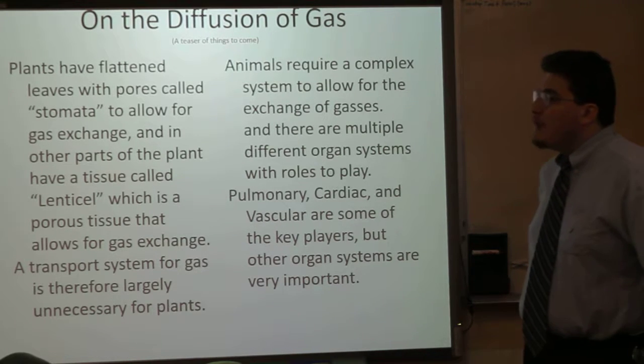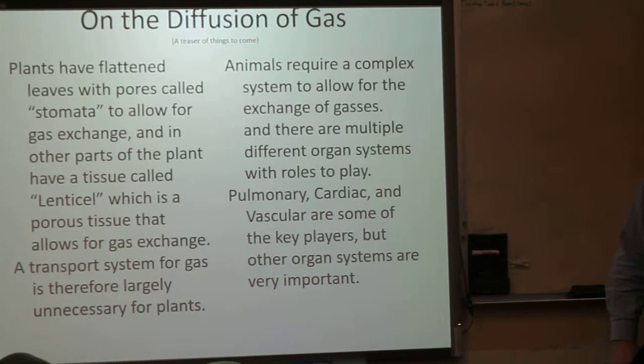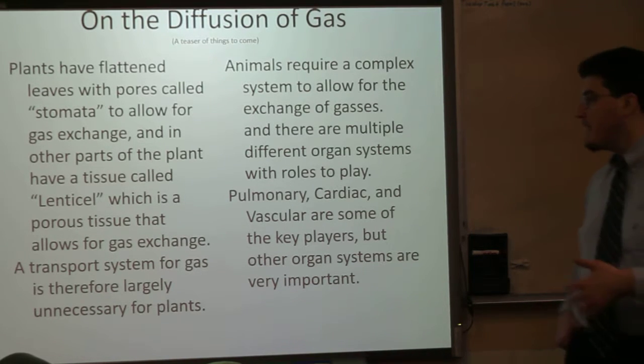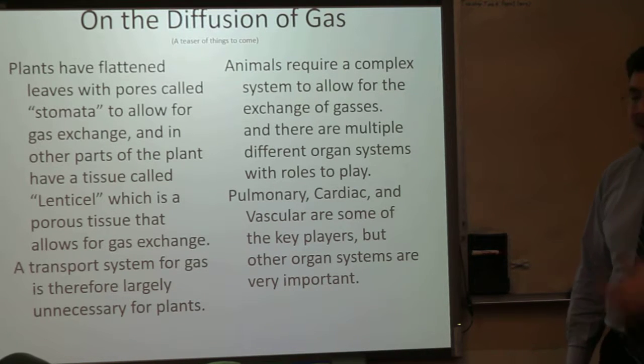In animals, you have a very complex system for gas exchange. And there are a lot of different organs that play a role, like the pulmonary system, the cardiac system, the vascular system. You really have to have a lot of different organs in place for animals.